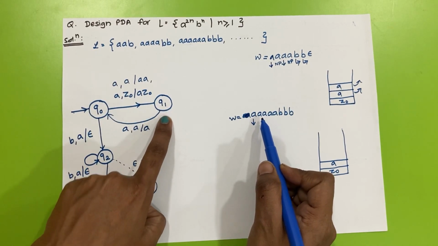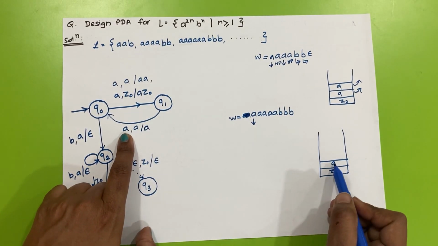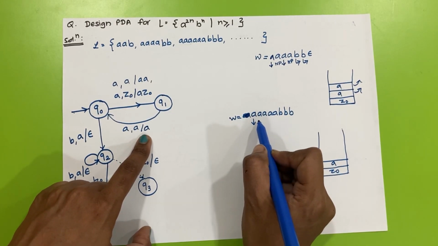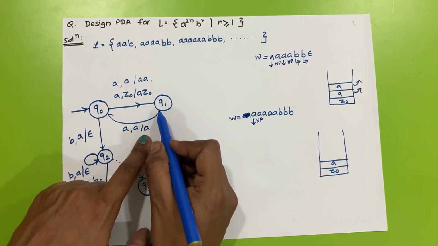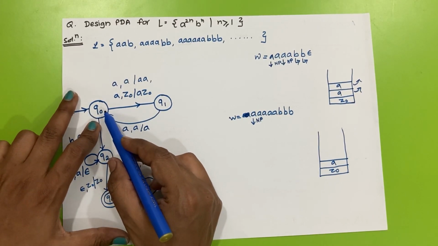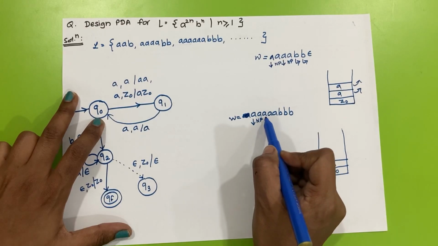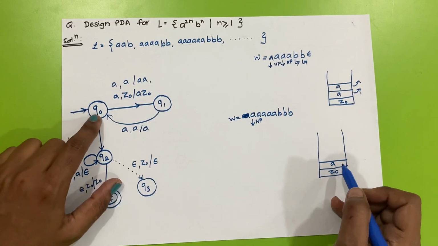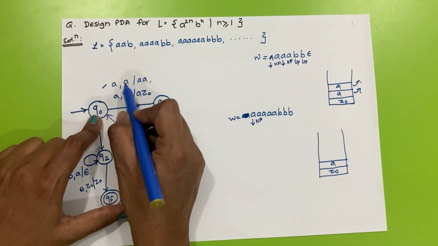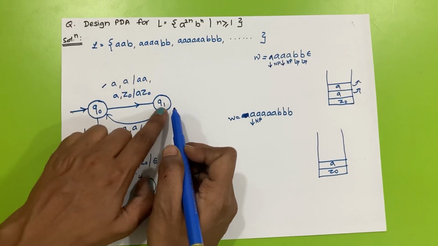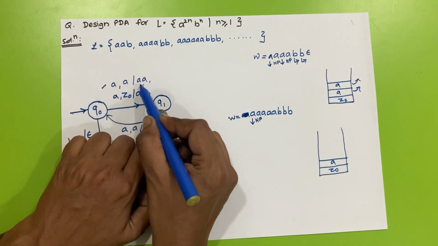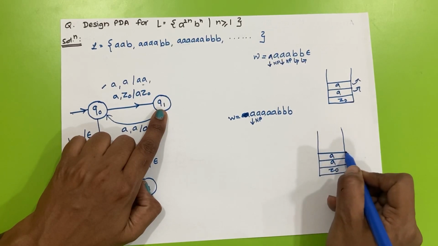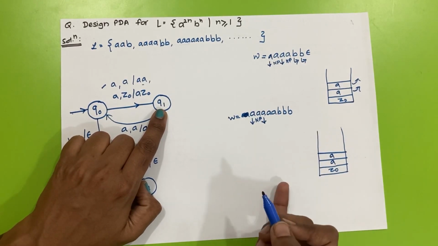For the next a, if the input symbol is a and the top of stack is a again, then we perform no operation. So for the second a we perform no operation and we are back at state q0. Now we are again reading input symbol a and the top of stack is again a, so this transition will be executed. We move to state q1 by following the transition a double a, so a will be pushed onto the stack.